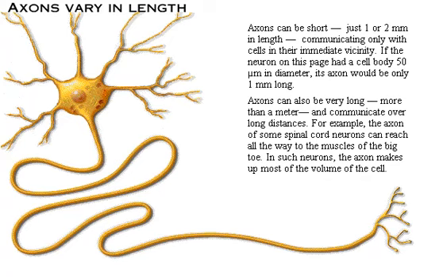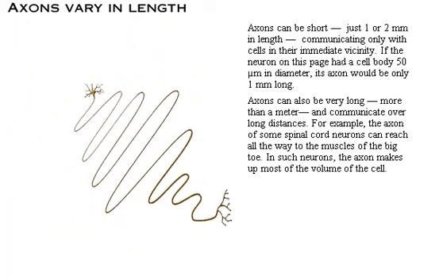For example, the axon of some spinal cord neurons can reach all the way to the muscles of the big toe. In such neurons, the axon makes up most of the volume of the cell. In general, the longest axons are associated with the largest cell bodies.